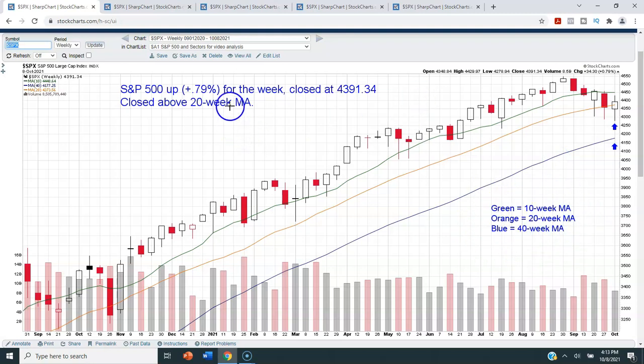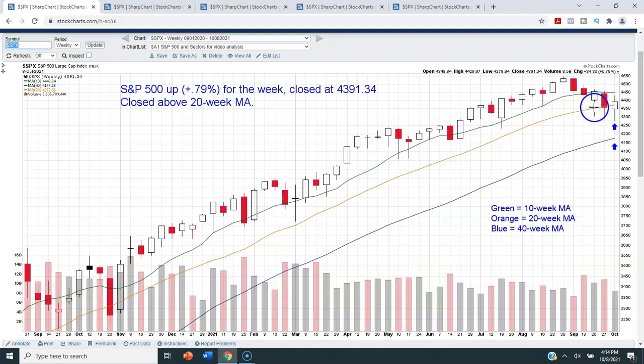The S&P 500 was up 79 basis points for the week, and we closed at 4391.34, and we did close above the 20-week moving average, as you can see right here where my cursor is moving, where last week we had closed just below the 20-week moving average for the first time in almost a year. It was last October, as you can see here in the lower left-hand corner where my cursor is circling. That was the last time we had closed below the 20-week moving average.